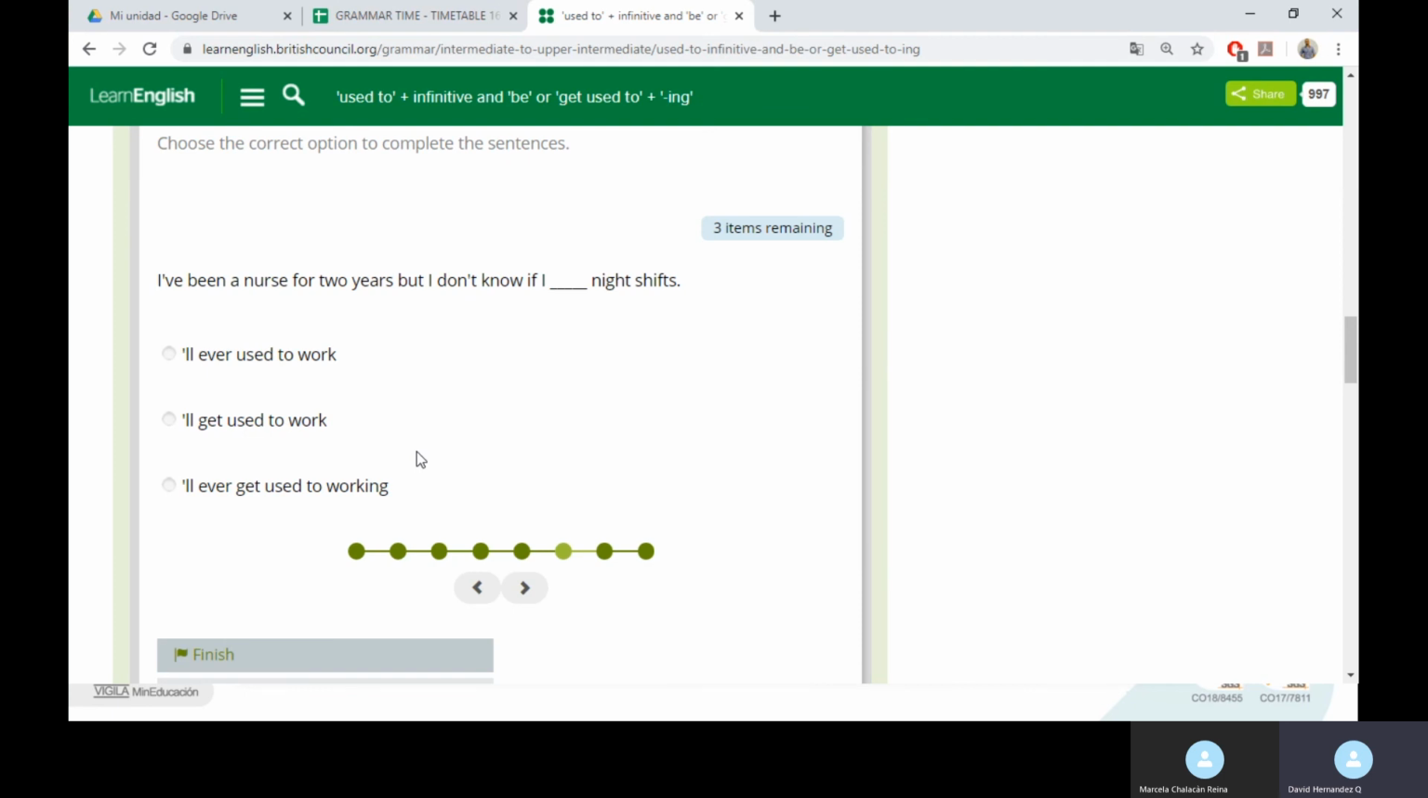I will continue explaining these couple questions that we have left. And it says, I've been a nurse for 2 years, but I don't know if I night shifts. In this case, the first option is not the right one because we can't speak about past customs in the future.